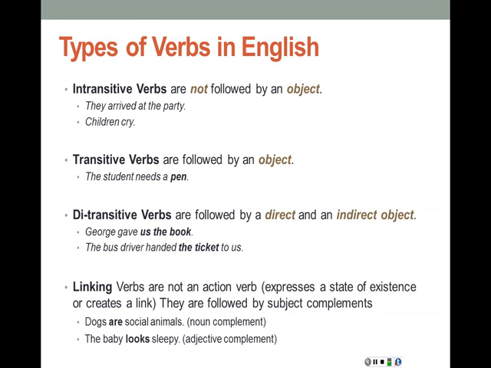Transitive verb phrases need an object because the action is done to something. There is a receiver. For example, the student needs a pen, not the student needs. We wonder, what does the student need?